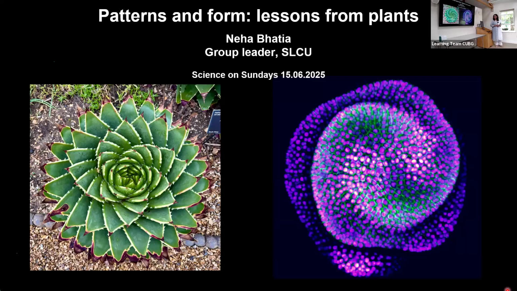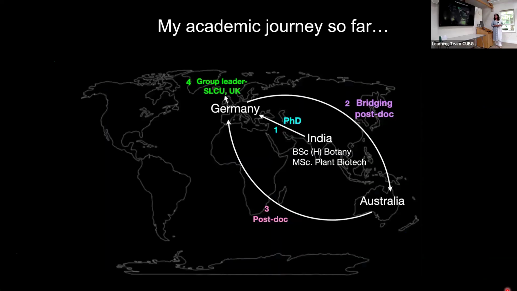And today I'll try to share with you what I have learned through research about patterns in form that we see around us in nature. So I'll very briefly brief you about my academic journey so far. I come from India, where I studied my bachelor's and master's in plant sciences. Then for my PhD, I moved to Germany at an institute called EMBL in Heidelberg.